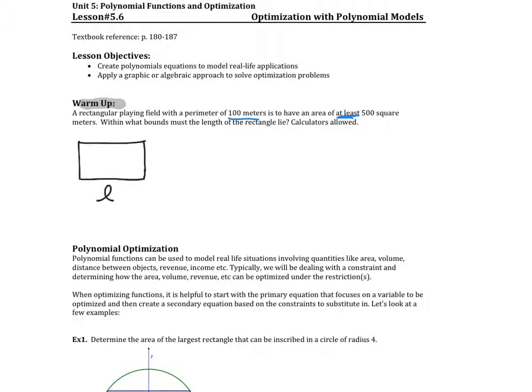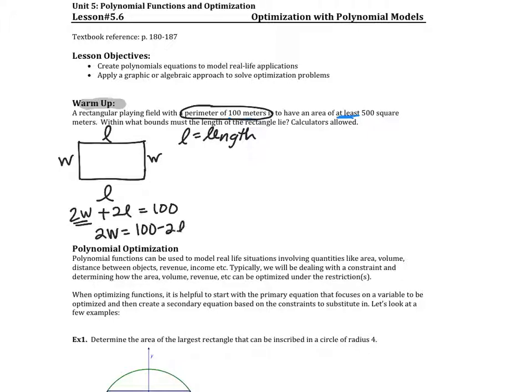So we're trying to find the length of the rectangle, so L is really my unknown. What do we know? We have lengths and widths of the rectangle, and we were given the perimeter: twice the length plus twice the width equals the perimeter. So we solve for the width in terms of L. 2W equals 100 minus 2L. Therefore, the width equals 50 minus L, because we divide each side by 2.